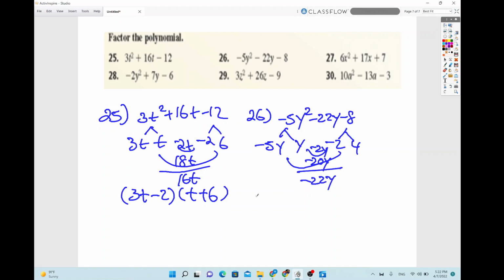So the way to put this together is negative 5y minus 2, and then the other one is y plus 4. Some students might be wondering, for the negative 1, can I pull out the negative 1? Definitely, you can take out the negative 1. What we've got here is negative 1 times the quantity 5y plus 2, change the sign, and then y plus 4, just like that.